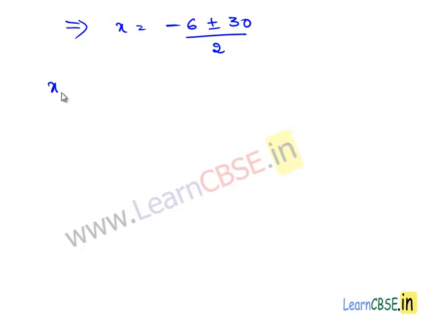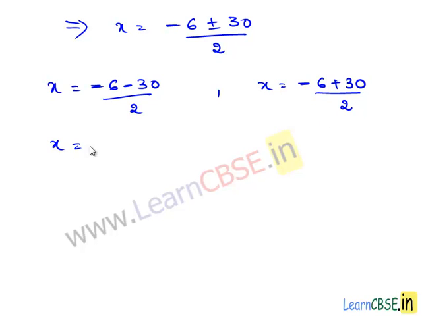So x has two values. x is equal to minus 6 minus 30 divided by 2, comma x is equal to minus 6 plus 30 divided by 2. So x is equal to minus 36 divided by 2, which is minus 18, comma x is equal to 24 divided by 2, which is equal to 12. Now we need to choose which value of x is best suited to our question. We have assumed that x is the side of a smaller square.